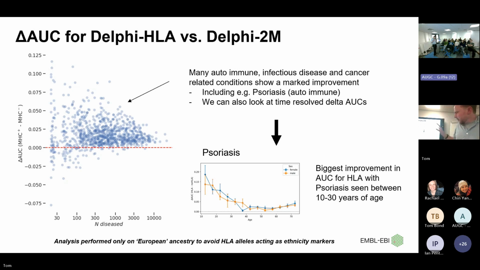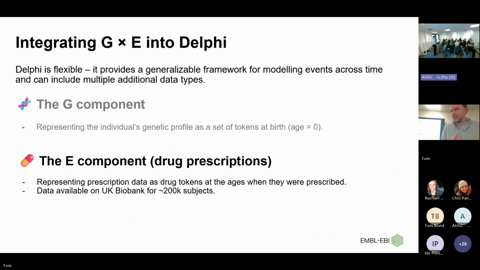Yeah, and worth saying that we restricted this analysis to people with European ancestry only because we didn't want the HLA alleles to be a proxy for ethnicity. Okay, so that's a start with the G component. We're adding in lots more types of genetics, so the star alleles and other impactful variation. What we're not doing yet, I mean, we might think about a way of doing it, but we're not trying to include the whole genome in this type of model. That would be kind of crazy.